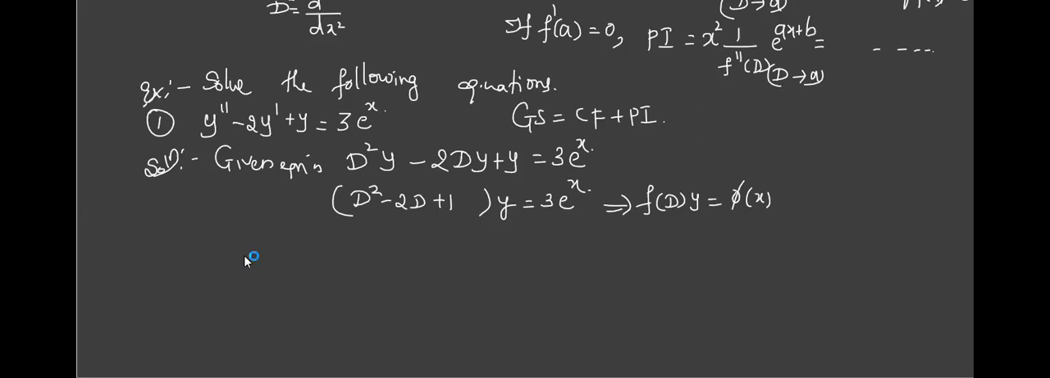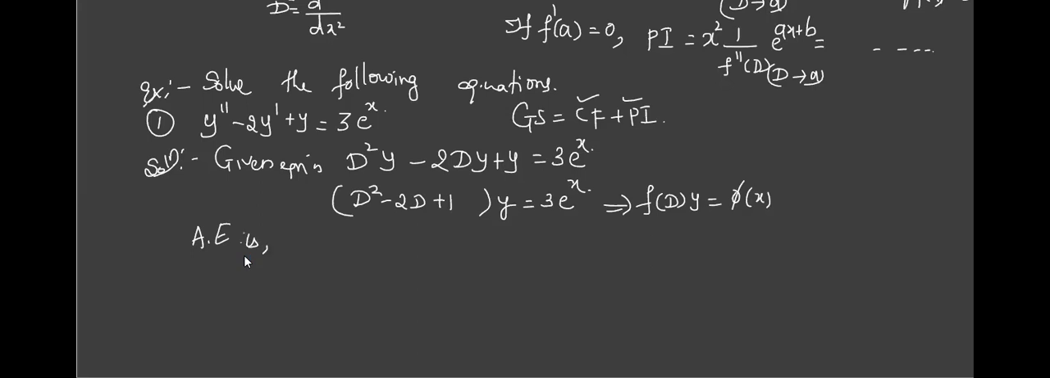CF. Yeah, we have. Okay, I thought you would tell me in order. First we'll find CF and then we'll find PI. So to find CF, what is the step? Auxiliary equation. Okay, write down the auxiliary equation. What is the auxiliary equation?